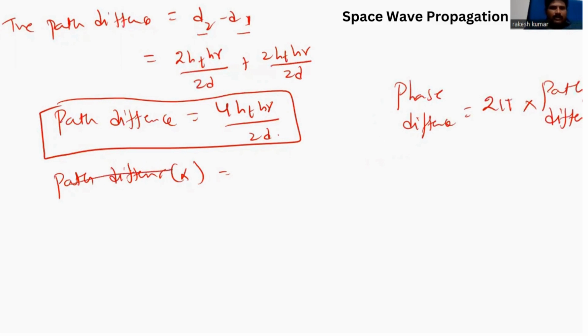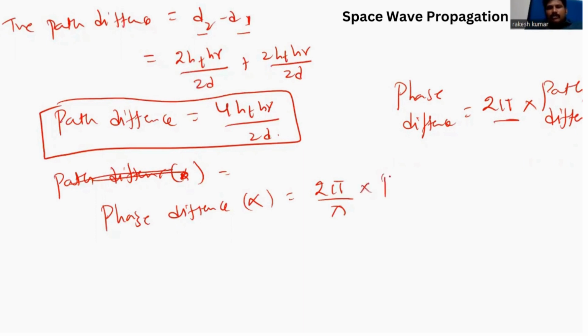Therefore, the phase difference alpha is equal to 2 pi by lambda times the path difference. I am expressing it in terms of lambda also. Generally the relationship is that the phase difference is 2 pi times the path difference, so expressing it with lambda, it is 2 pi by lambda into the path difference.